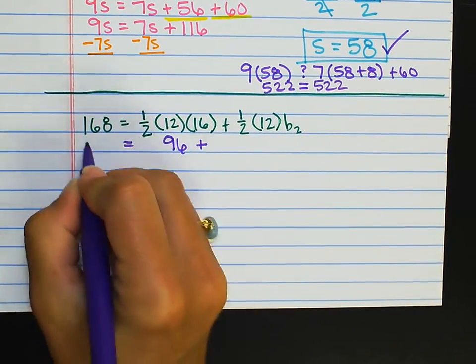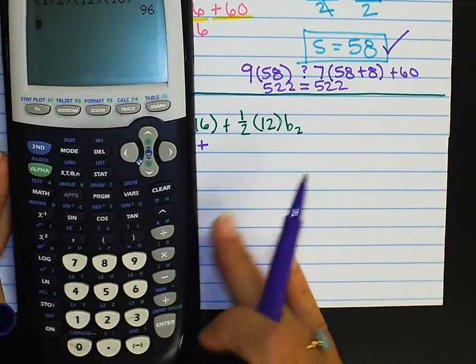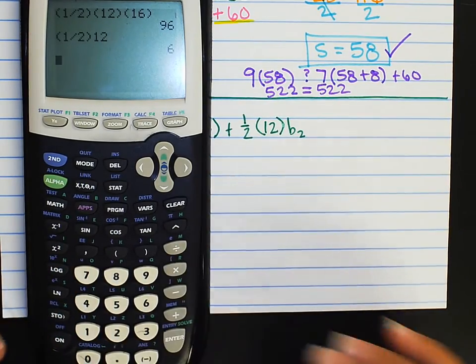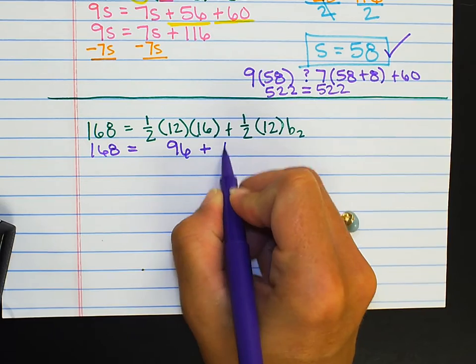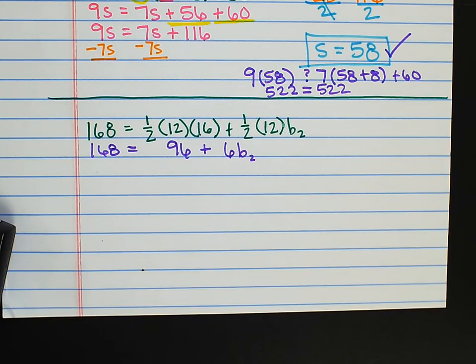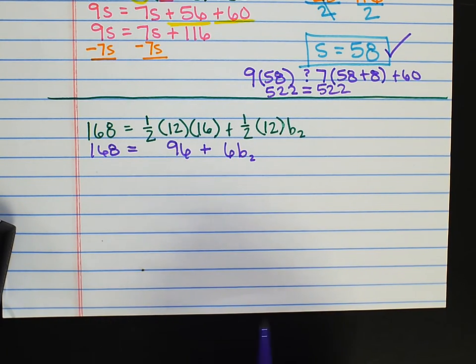plus 1/2 of 12. Again, if you need to use your calculator to do it, 1/2 of 12 is 6. So plus 6b, and it's the b2. Remember, those subscripts don't mean square it. They don't mean multiply by 2.